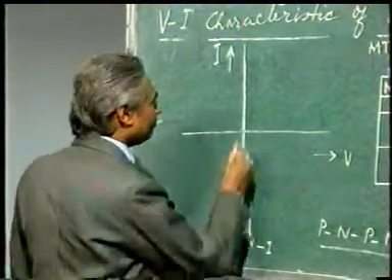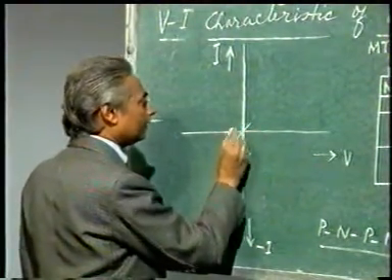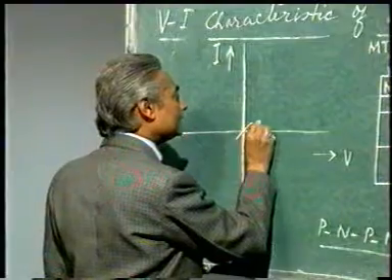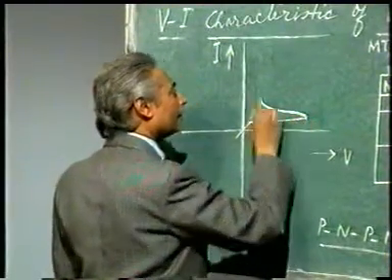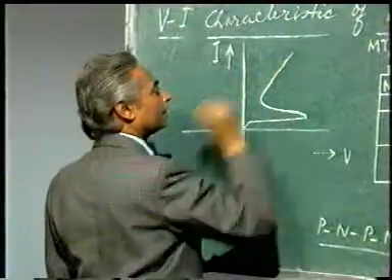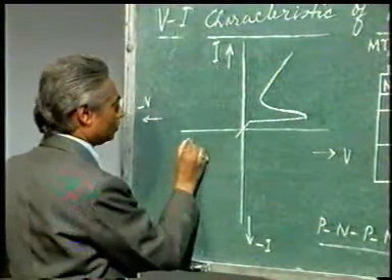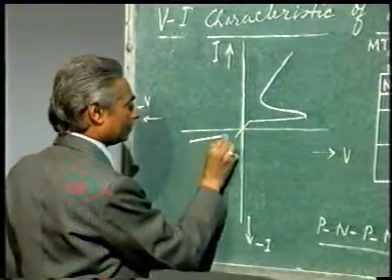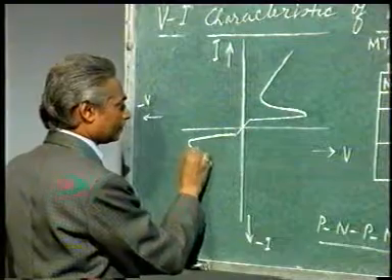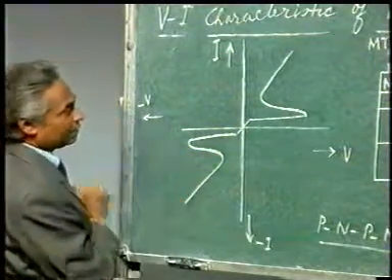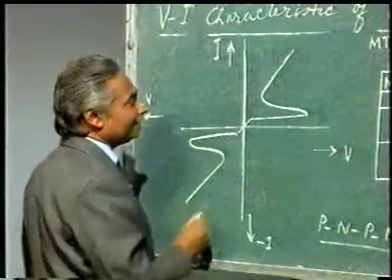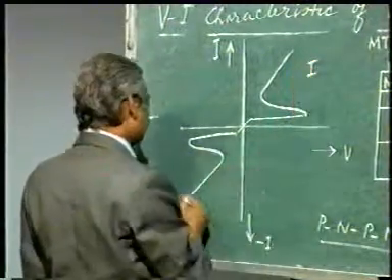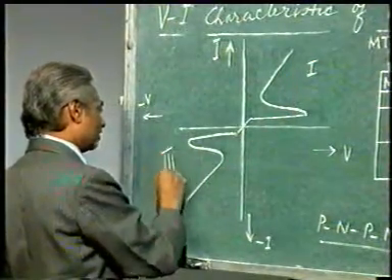The characteristic will look like this, it will go like this, like this. Here also will come like this. So, what is happening here? I will explain. This is the first quadrant characteristic, this is the third quadrant characteristic.